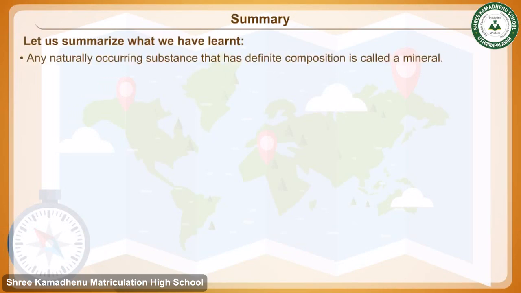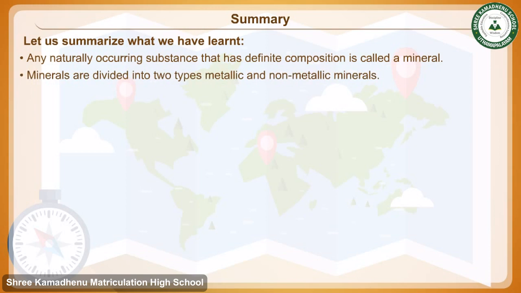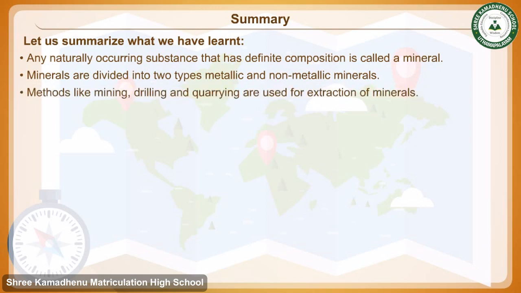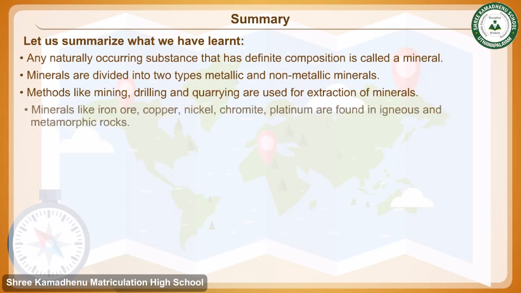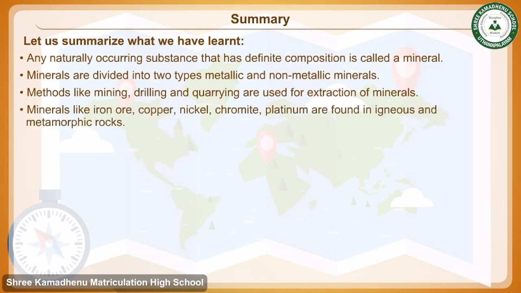Any naturally occurring substance that has a definite composition is called a mineral. Minerals are divided into two types: metallic and non-metallic minerals. Methods like mining, drilling, and quarrying are used for extraction of minerals. Minerals like iron ore, copper, nickel, chromite, platinum are found in igneous and metamorphic rocks. Limestone is found in sedimentary rocks.